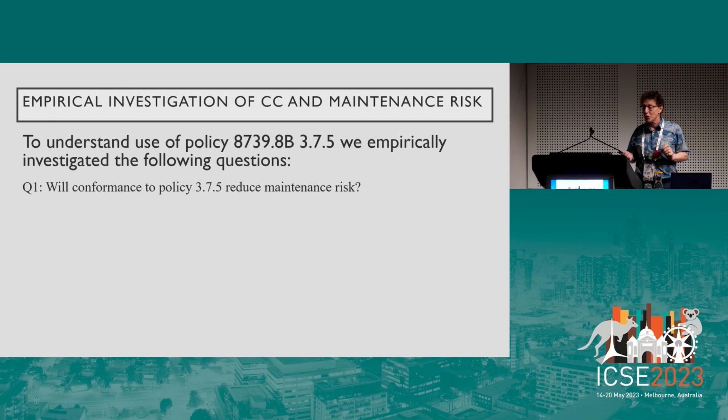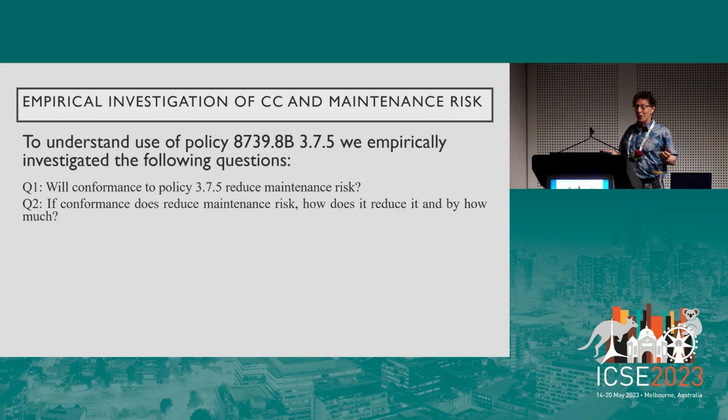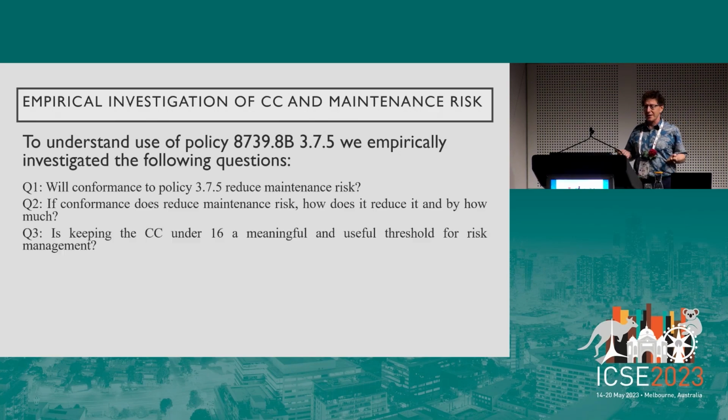So there were 3 research questions. The first is, if we comply with this magic number, will it actually reduce risk? That seems like a reasonable thing to understand. And if it does reduce risk, well, how much? Right? How big an impact does this have? And is this a good threshold? Maybe the number should be 10. Maybe the number should be 40. Right? Why 15?